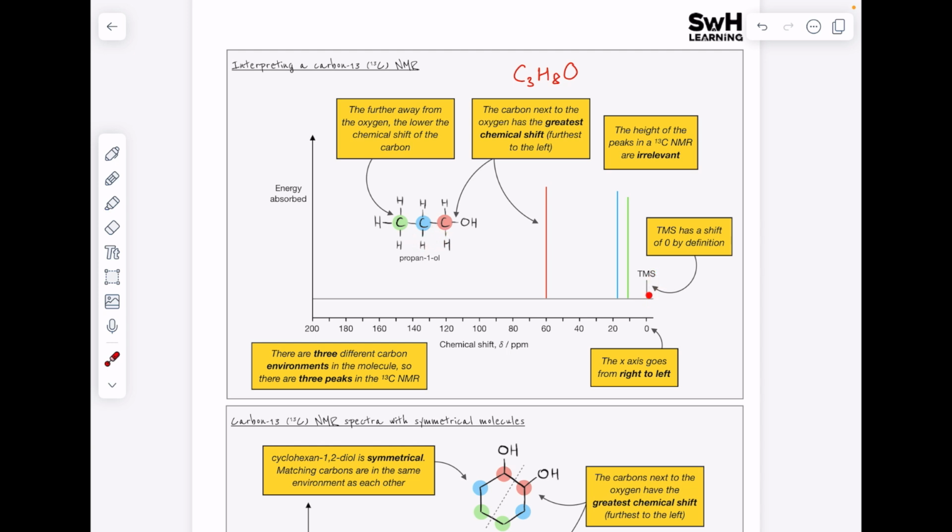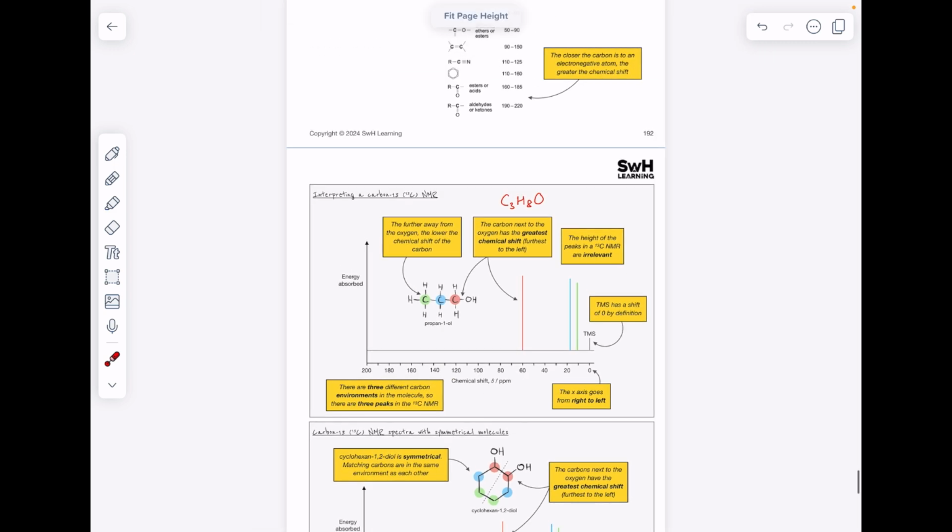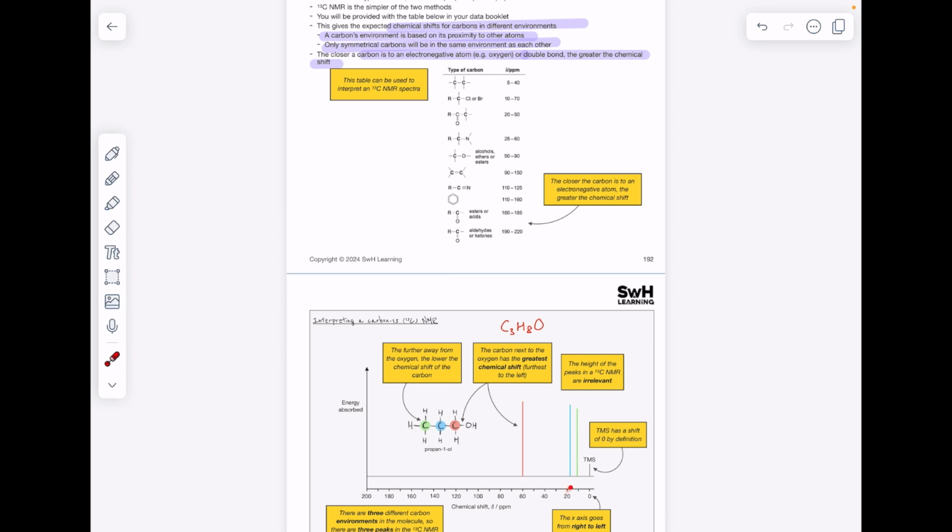So here's TMS, which has a chemical shift of 0. This first peak here has the lowest of the chemical shifts compared with the other peaks. Why? Because it's closest to TMS. And so that green peak here is responsible for the CH3 here. Then as we move along to the central carbon, it's getting closer to a highly electronegative element, so we're going to see slightly more of a shift. And then lastly, this carbon here is obviously very close to the oxygen, so we see a large chemical shift, and we'll actually be able to cross-reference these peaks with this table in the data booklet.